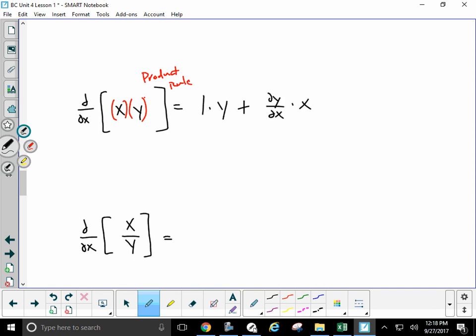Okay, we'd get 1 times y plus dy dx times x. And then, of course, the quotient rule as well applies. Derivative of the top times the bottom, minus the derivative of the bottom times the top, all over the bottom squared.